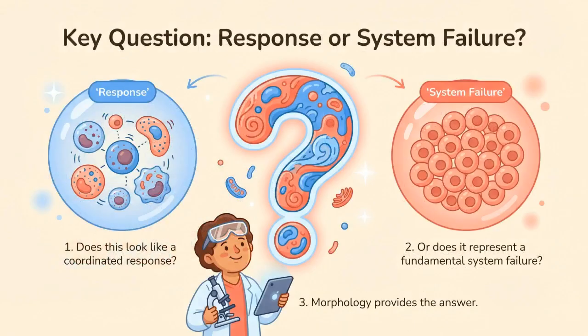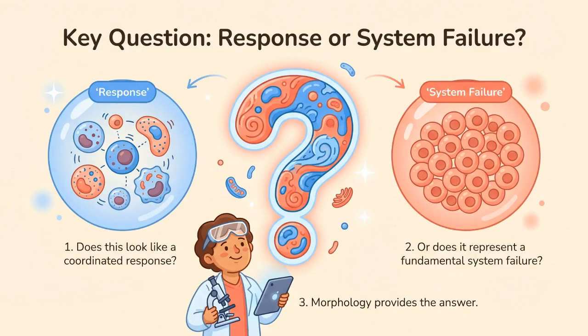As you analyze peripheral blood smears and bone marrow aspirates, the central question that should always guide your critical thinking is, does this look like a response or a system failure? This seemingly simple question encapsulates the fundamental diagnostic challenge in distinguishing between benign reactive conditions and malignant leukemias.